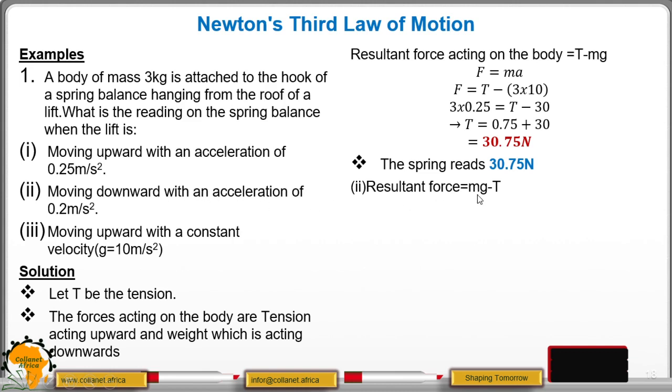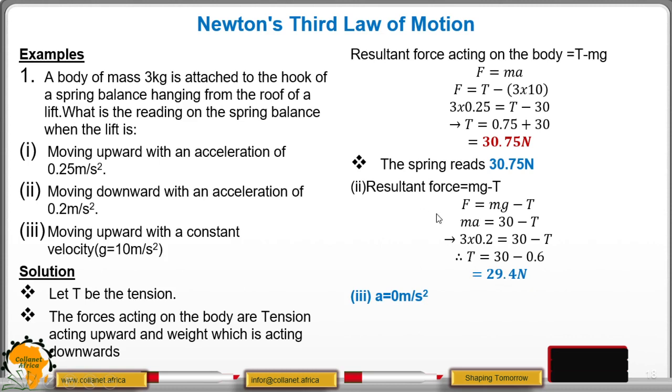Then number 2, you're supposed to get the reading when the lift is accelerating downwards. So the resultant force will be the weight minus the tension. So our F will be mg minus T. So our MA is equals to mg, that is 30, minus tension. But our a is 0.2. So 3 times 0.2 is equals to 3 times 10 minus T. So our T, that is the tension, will be 30 minus 0.6. Therefore, the reading will be 29.4 newtons.